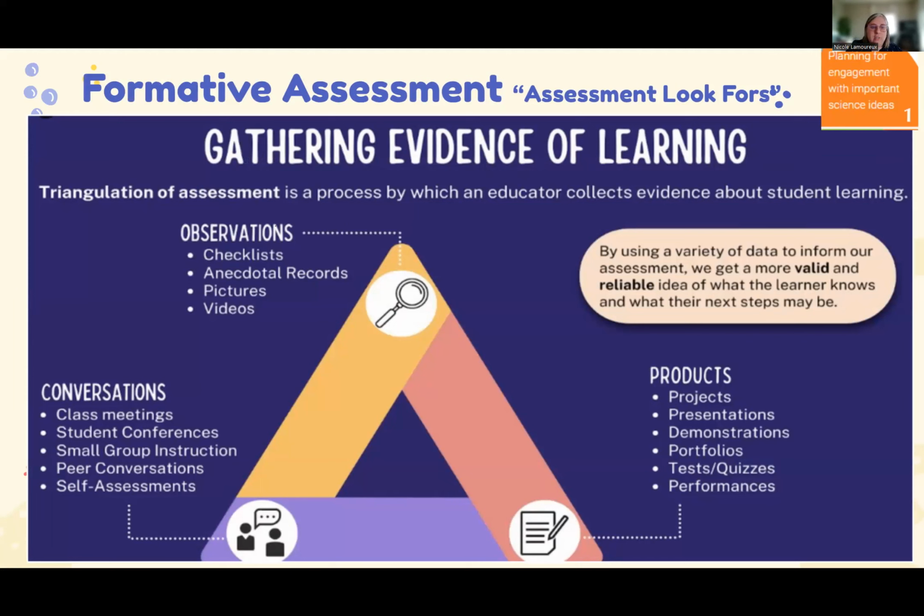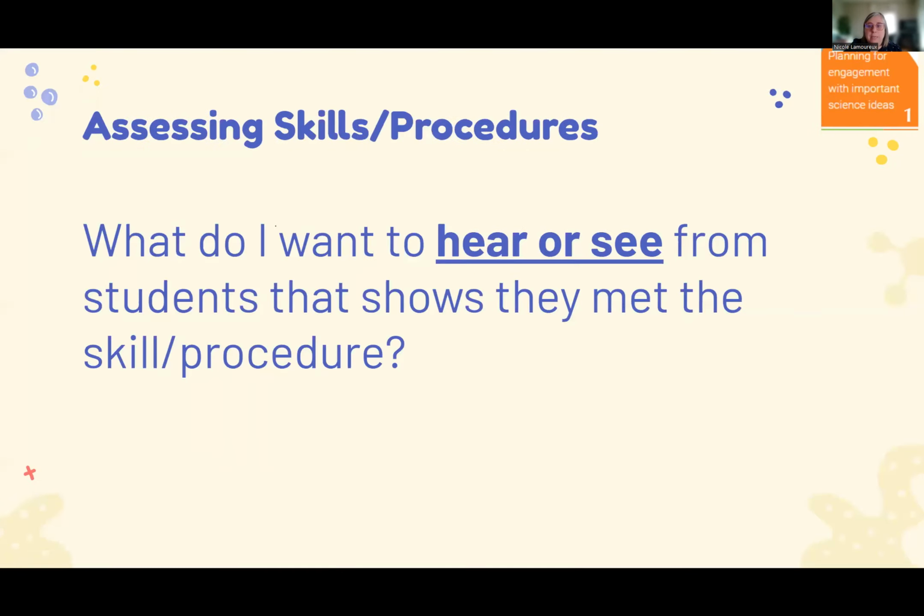So we're observing our students. And I think in primary, we do a great job of that. So just ensuring that we are gathering the evidence through our anecdotal records and checklists. Our students are having conversations and talking to each other, or we're talking to them to get at their understanding. So what do we want to see or hear from students? And obviously at the end, the performance task is a summative product that they will be doing. So there's a bit of triangulation of evidence happening. So the question I'm thinking about is, what do I want to see or hear from students that shows me they've met the skill and procedure?